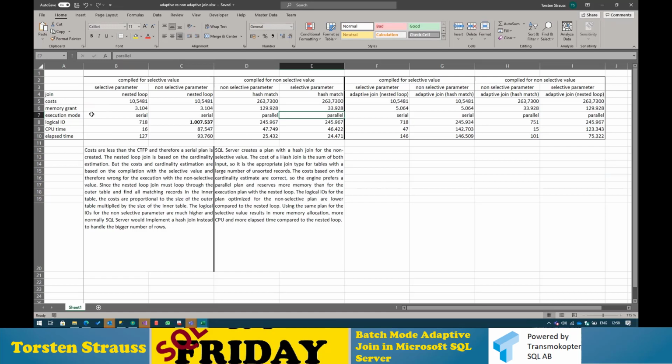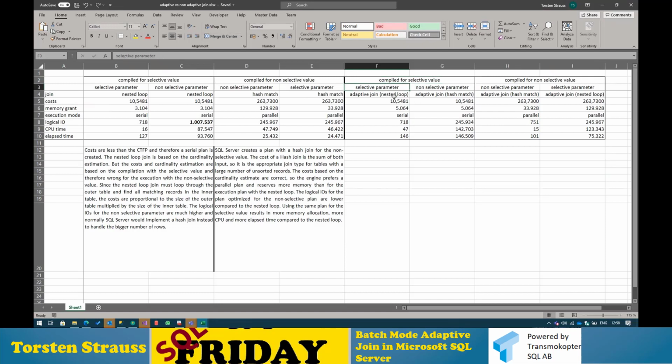Okay, the execution mode is parallel, but this is still not that bad. This is bad. Now let's compare the execution of the same sort procedure, but with an adaptive join. For the execution of this sort procedure, I allow SQL Server to use an adaptive join and defer the selection of whether it is a nested loop or a hash match join until execution.